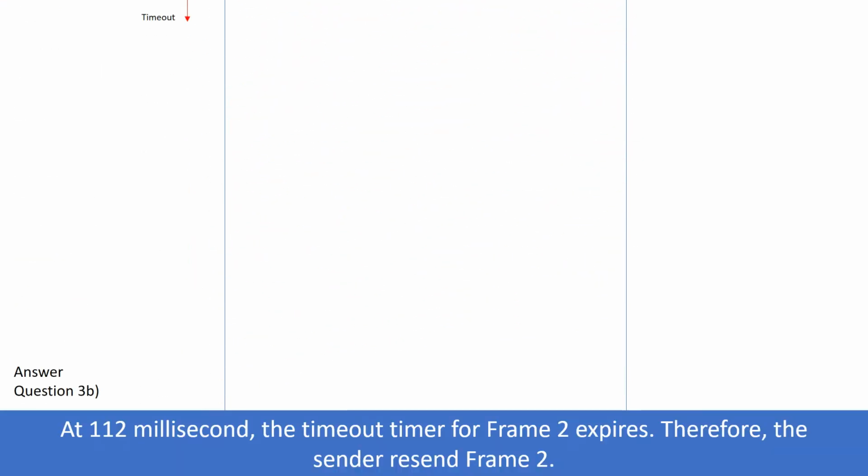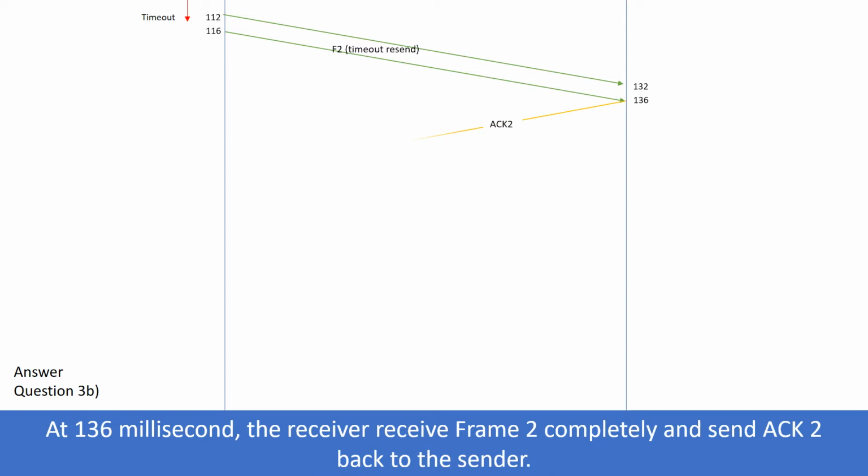At 112 milliseconds, the timeout timer for frame 2 expires. Therefore, the sender resends frame 2. At 136 milliseconds, the receiver receives frame 2 completely and sends ACK2 back to the sender.